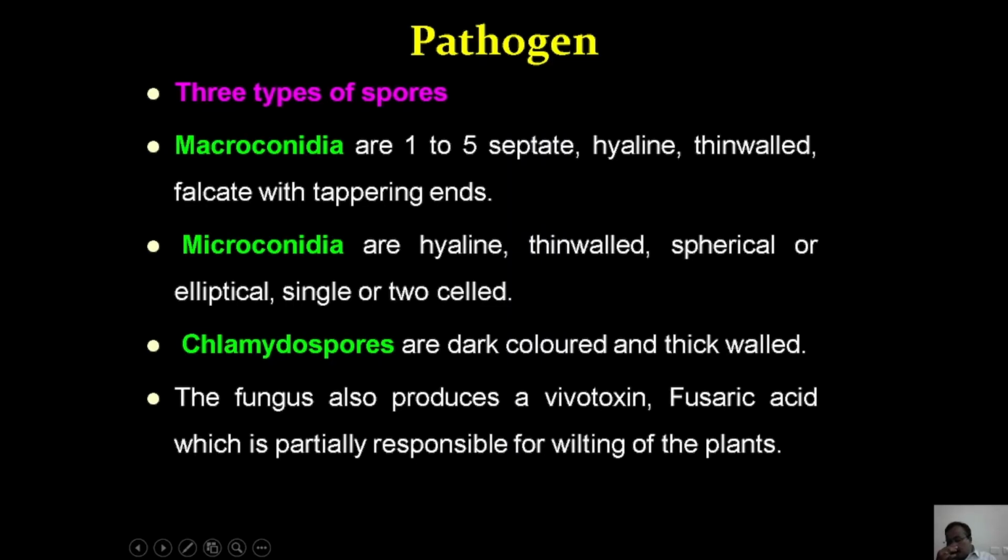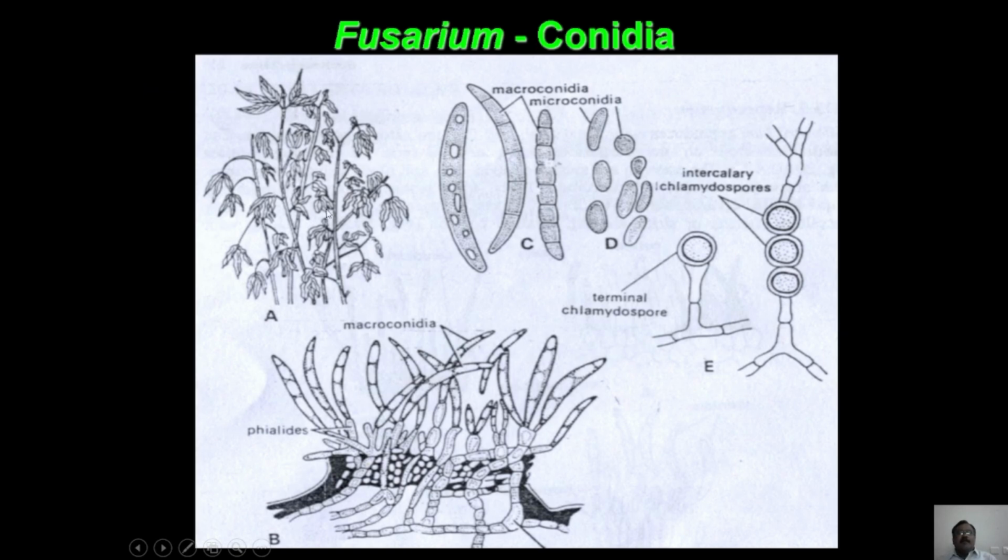This Fusarium is known to produce three types of spores: macroconidia, microconidia and chlamydospores. The macroconidia are sickle shaped, 1 to 5 septate, hyaline and thin walled, tapered at both ends, falcate in shape. The microconidia are hyaline, thin walled, spherical or elliptical, mostly single celled and rarely two celled. It also produces chlamydospores, which are dark colored, thick walled, and may be terminal or intercalary. Besides that, the fungus is also known to produce a vivotoxin, fusaric acid, which is partially responsible for the wilting of affected plants. This is the affected plant, this is the typical shape and septation of macroconidia, and this is microconidia and chlamydospores.